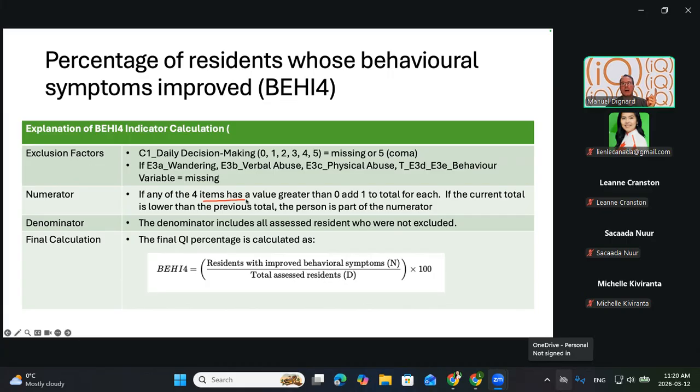So if any of the 4 items has a value greater than 0, then you add a 1. So we're looking for a 0 to 4, right? We're not adding them all up. So if your current total is lower than your previous, you've improved, right? Again, these are all disability scales. So if you got lower, it's a good thing because you're getting better. You're part of the calculation if you're not excluded.